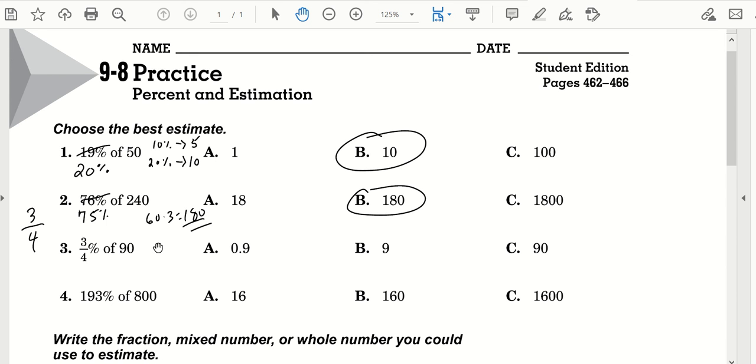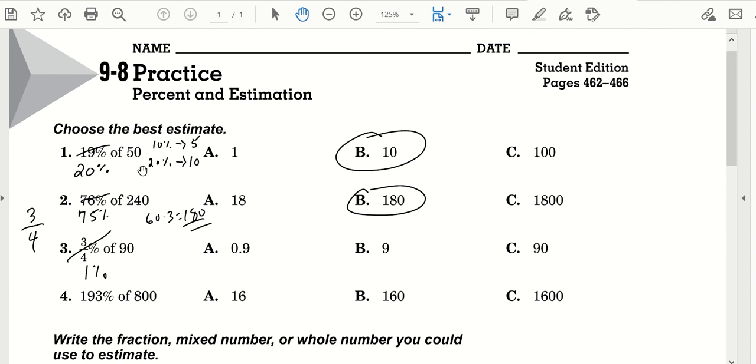On to number 3, 3/4 of a percent. Now be careful. This looks like the previous one, right? You're thinking 3/4, well, that's like 75%. Hold on, not so fast. That's 3/4 of a percent. That means like less than 1%, right? If this were 1%, that's bigger than 3/4 of a percent, right? So let's change this to 1% of 90.